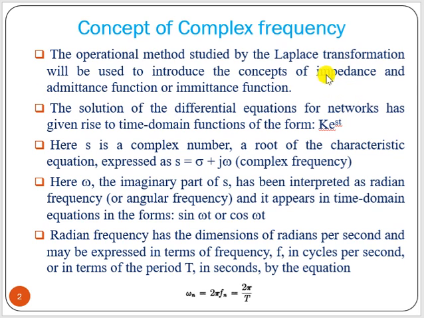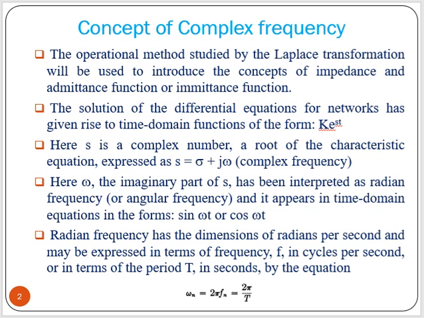Now, from these two words, impedance and admittance, we can take "im" and delete the "pedance" term, and from admittance we can take "mittance". So, immittance. That is the combination of impedance and admittance. As a whole, it is called the immittance function.